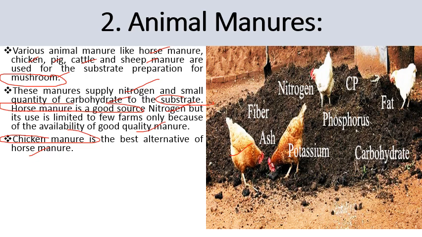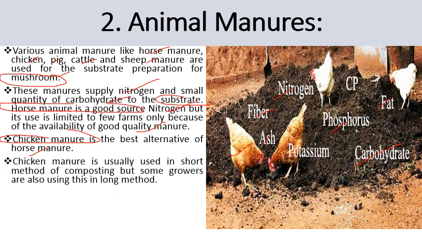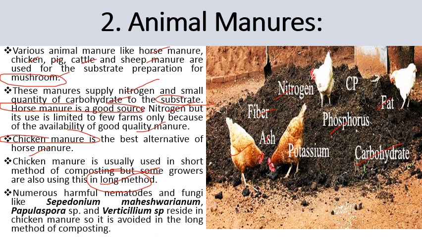It contains a lot of minerals like nitrogen, fiber, ash, potassium, phosphorus, carbohydrate, fat. And chicken manure is usually used in short methods of composting, but some growers are also using it for the long method. But there is a drawback in using it, because it contains some harmful nematodes and fungi like Scytalidium, Mycogone, or Papulospora species and Verticillium species which reside in the chicken manure, so it is avoided in the long method of composting. It contains some parasites which can damage the mushroom crop, so that's why we avoid this chicken manure.